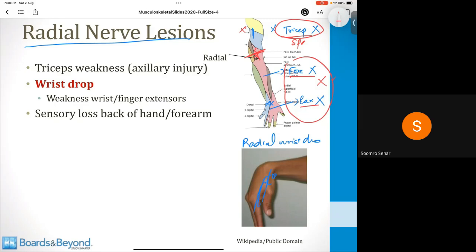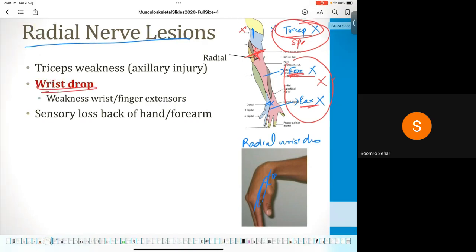But if we have damage at the mid shaft, that is at the radial groove, we are going to have sparing of the tricep muscle. So tricep can still function. But the function of the forearm and the hand extensors is going to be gone, right? And again, we are going to have a wrist drop. So let's discuss it in our further slides.